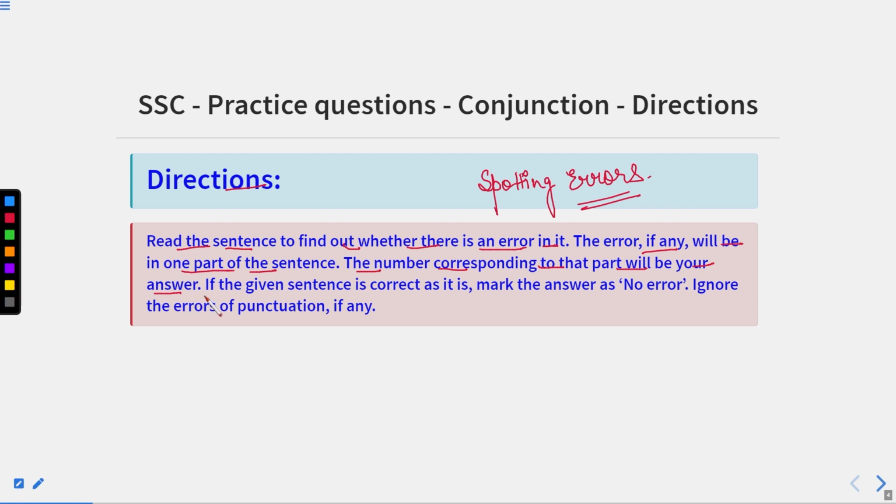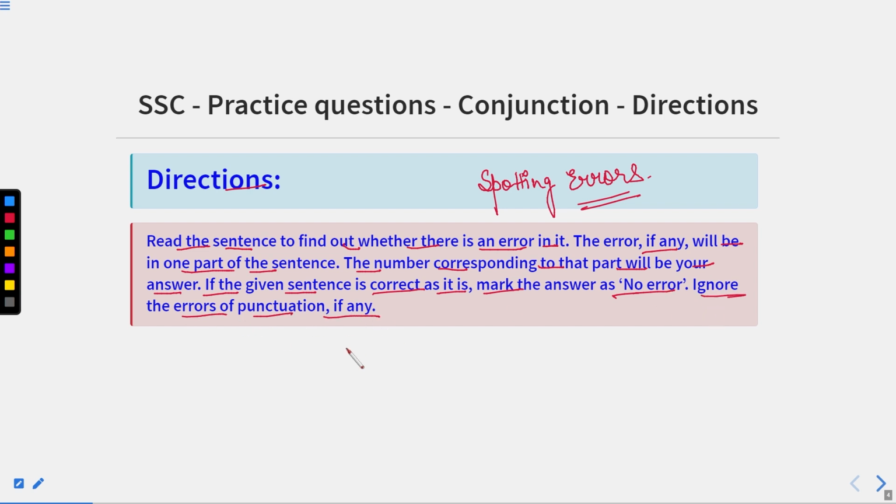Now, if the given sentence is correct as it is, it means if the sentence is flawless, if the sentence is absolutely correct, it means the sentence which is given to us is grammatically correct or correct in every aspect, we have to mark our answer as no error. So there will be another option that is no error that we have to mark, if the entire sentence is absolutely correct. And ignore the errors of punctuation if any.